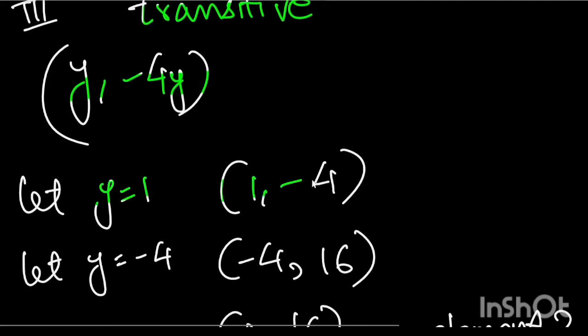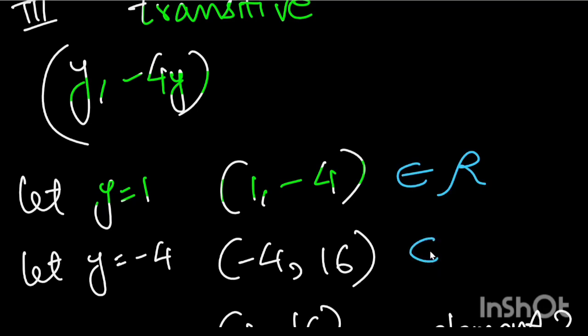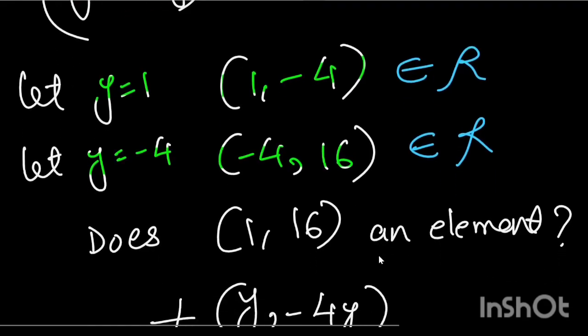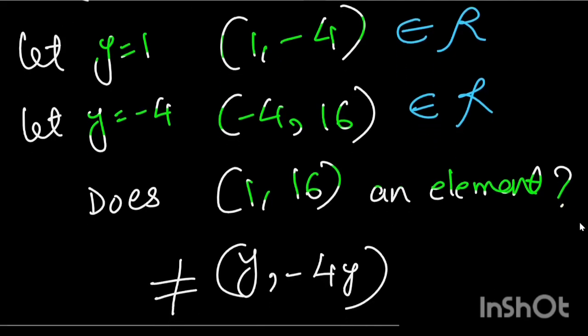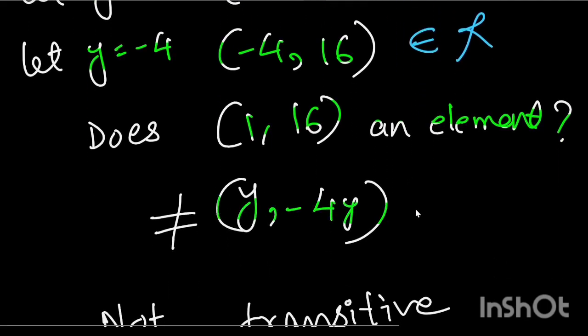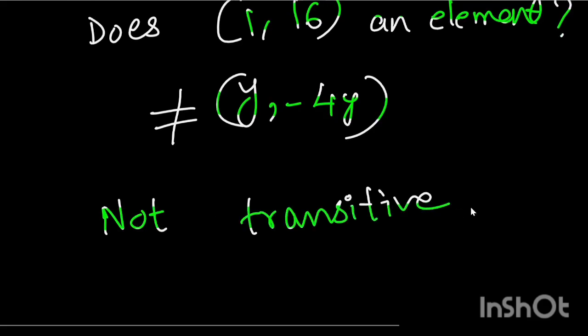We will take y1. So (1, -4) is an element of R. So (y, -4) again is an element of R. So (-4, 16) becomes, so the question arises, is (1, 16) an element? Clearly, if one is positive, another should be negative. So it cannot be equal to (y, -4y) or (y, y). It doesn't fit in any of the given two forms. So this is not transitive.